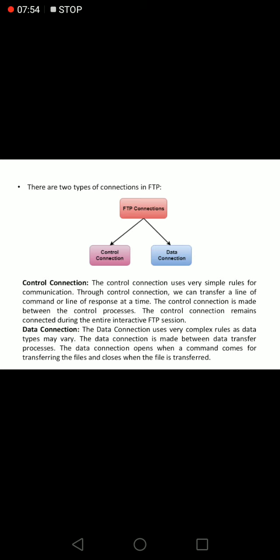The data connection, after establishment of the control connection, has very complex rules as data types may vary. The data connection is made between the data transfer processes. The data connection opens when the command comes for transferring files and closes the connection when the file is transferred.